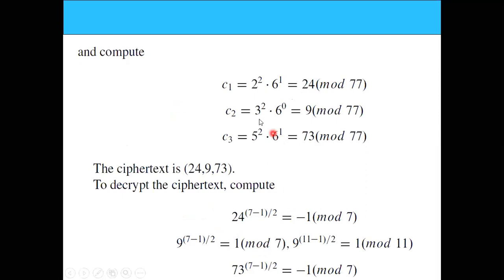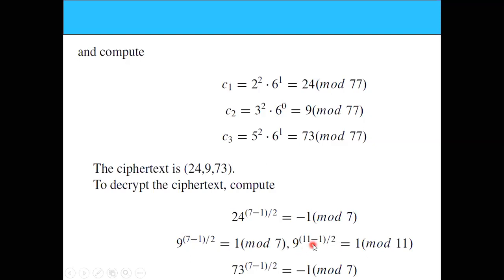So we can calculate C1, C2, C3. C1 is 2 to the power 2 into 6, equal to 24 under mod 77, and similarly C2 and C3. Ultimately, we will get 24, 9, and 73. To decrypt the ciphertext, we compute 24 to the power (7 minus 1) divided by 2, which is minus 1. In that case, 24 is a quadratic non-residue, so M will be 1. Then 9 to the power (7 minus 1) divided by 2 is 1 mod 7, so 9 is a quadratic residue and M will be 0.